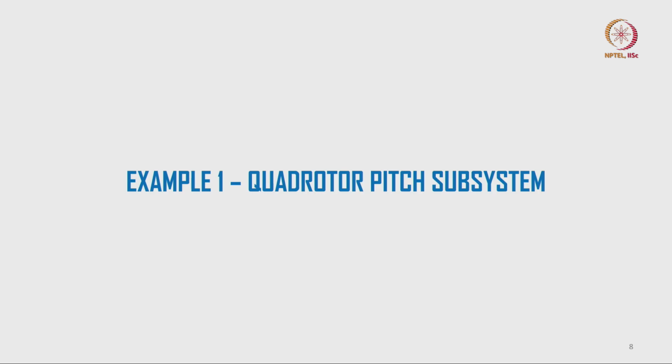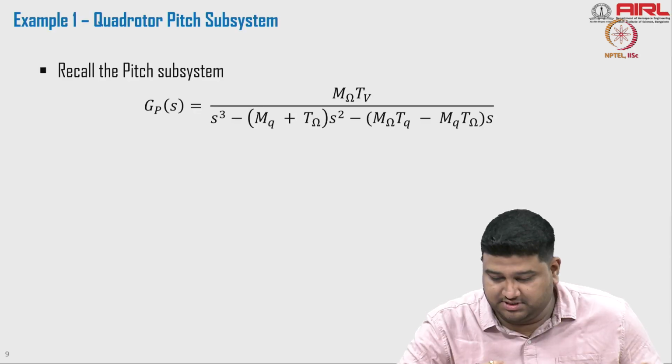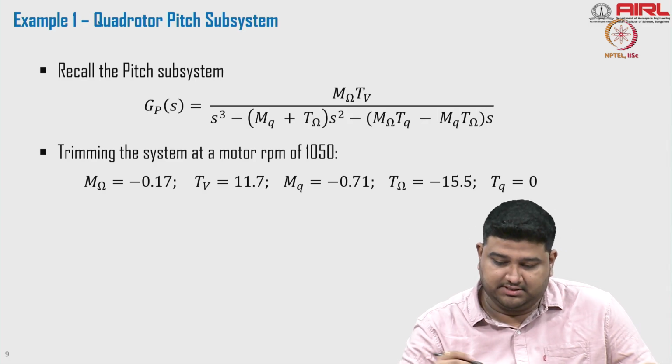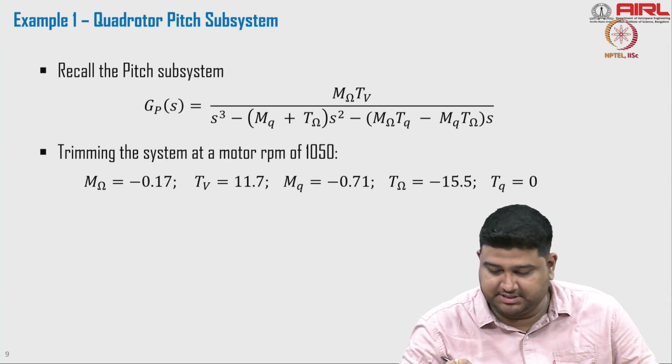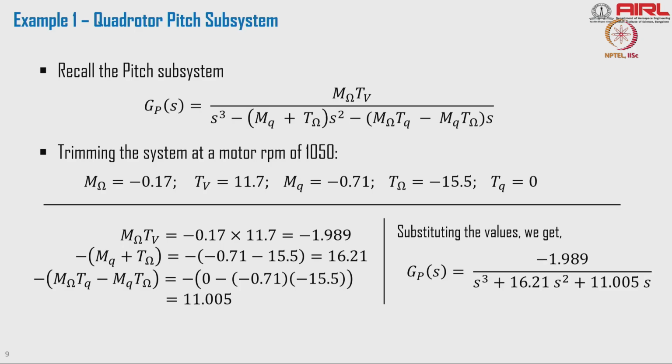Now let's look at the examples. The first example is going to be the quad rotor pitch subsystem, which we have seen time and again in our lectures. So this is our pitch subsystem. This is the transfer function. If we trim the model at motor RPM of 1050, this is from the reference earlier that we had used to get this pitch subsystem, we get the numbers, the coefficients, which in turn lead us to the transfer function on the right here.